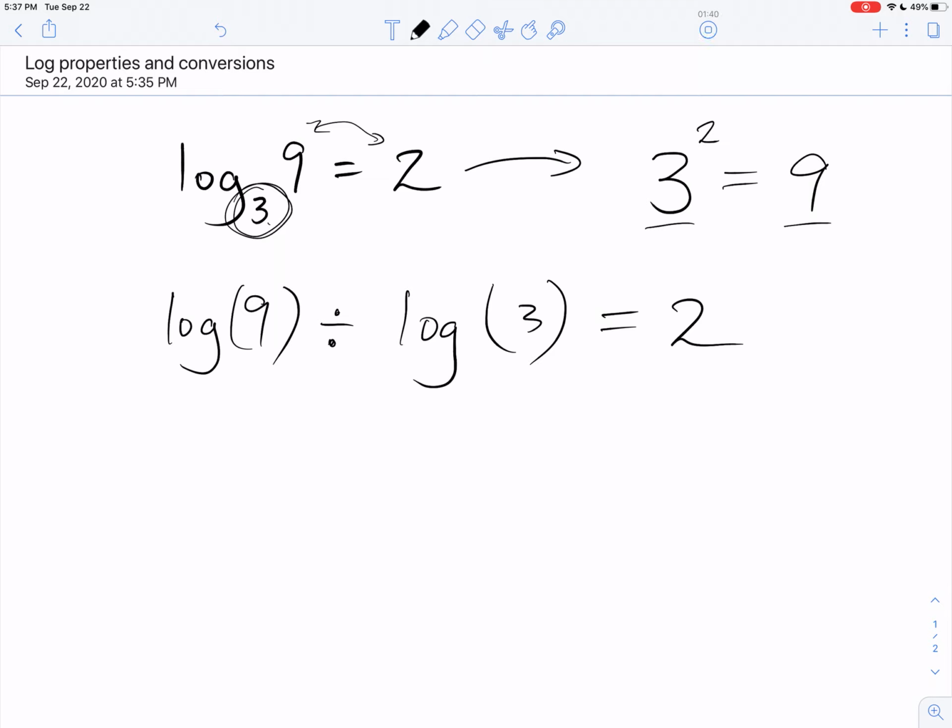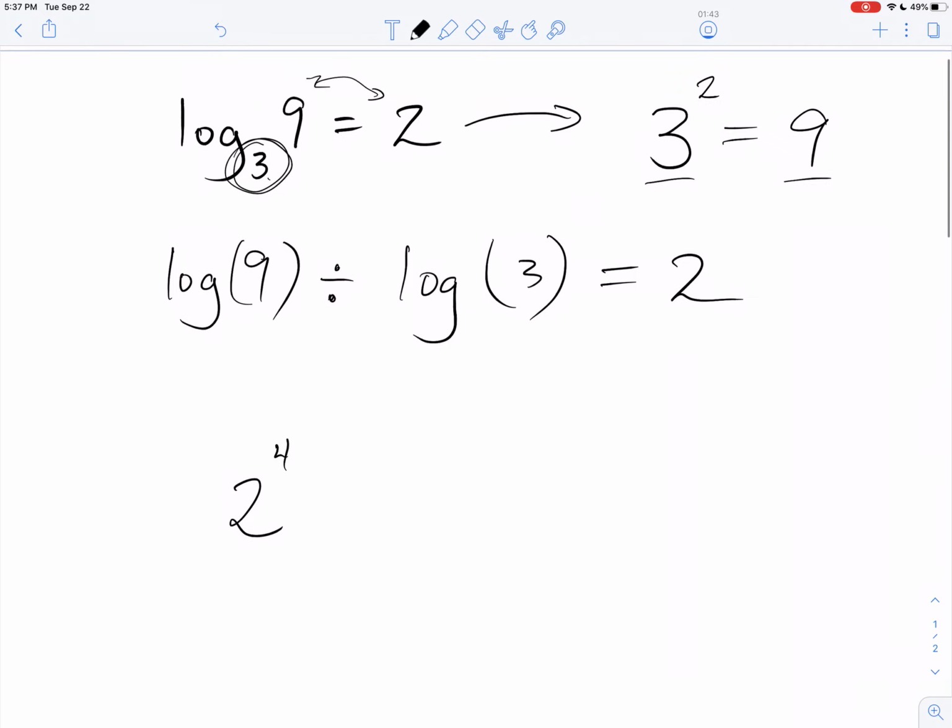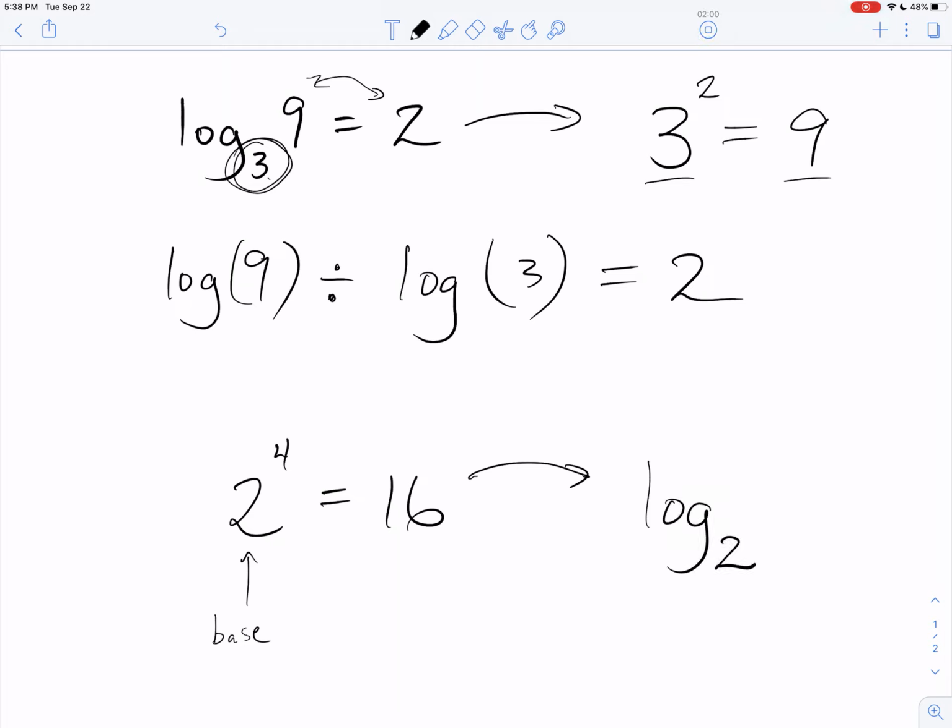So if I said 2 to the 4th power equals 16, this number here would be called the base. The thing being taken to the power is the base. So if I wanted to convert this into a log statement, I would say log base 2, base stays the base. Then I would interchange where these two guys are located. I would put the 16 here. It would equal then 4.